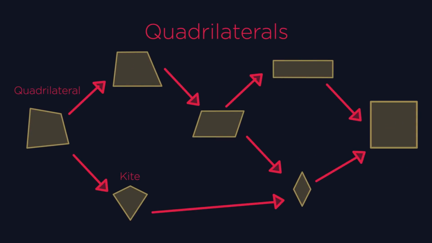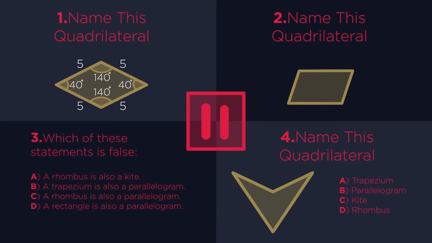So quadrilaterals are actually all very interconnected. By definition, a square is a quadrilateral, a trapezium, a parallelogram, a rectangle, and a rhombus. Time to test your knowledge. Pause the video, answer these questions, and click play when you're ready.